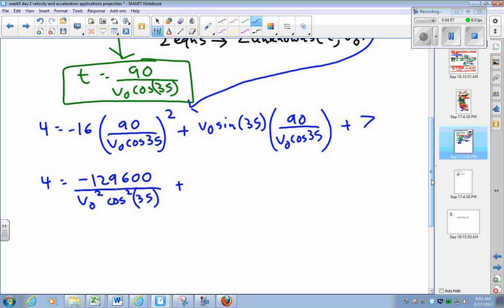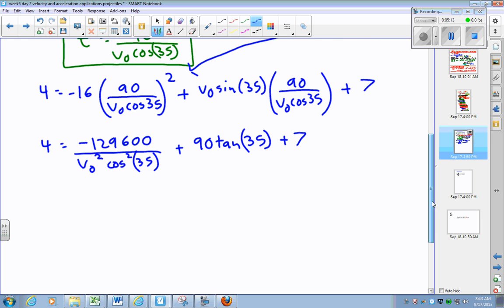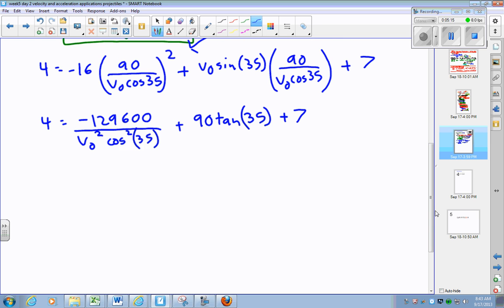The v naughts cancel, and the sine over cosine just turns into a tangent. So I got 90 tangent 35 plus 7. Okay. So that simplifies it a little bit.